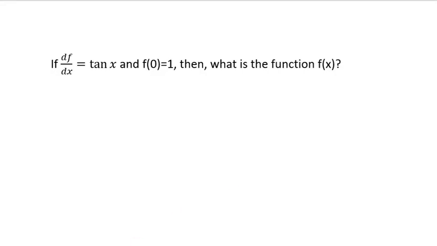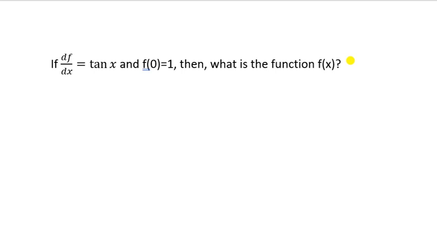Okay, so let's solve the following problem. The problem says, if df/dx, in other words, if the derivative of f with respect to x, equals tan of x, and f of 0 equals 1, then what is the function f of x?